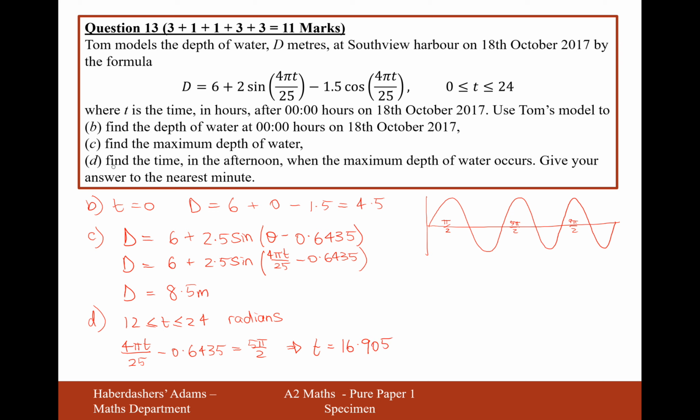So here t is the value 16.905. Find the time in the afternoon, so take away 12 from this and put it into time mode. So let's take away 12 and then put it into time mode. That's going to be at 4:54 p.m. in the afternoon. Lovely. So there we are.